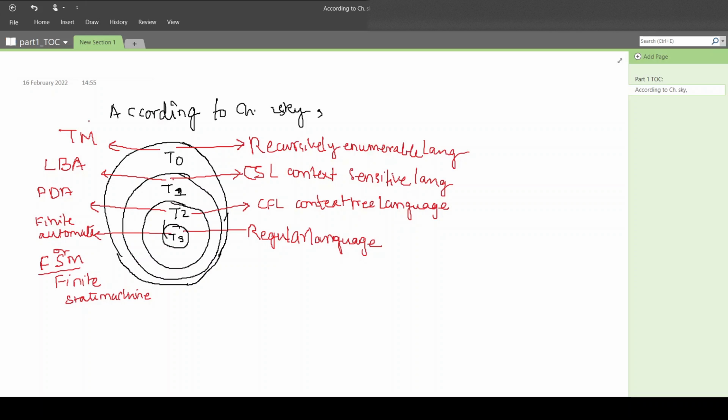And what is the subset? T3 is a subset of T2, T1, and T0. By default, all formal languages are type 0, that is Turing machine. So yeah, Chomsky.